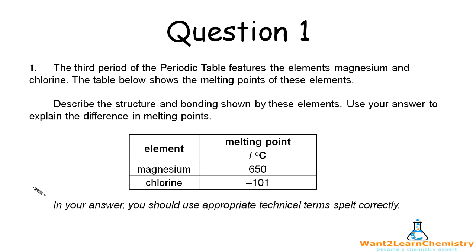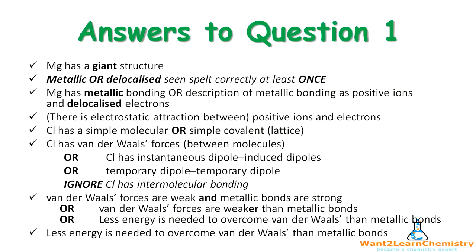Now let's go through the answer. Magnesium has a giant structure. Metallic or delocalized needs to be spelled correctly. Magnesium has metallic bonding, or a description of metallic bonding as positive ions and delocalized electrons. There is electrostatic attraction between positive ions and electrons.